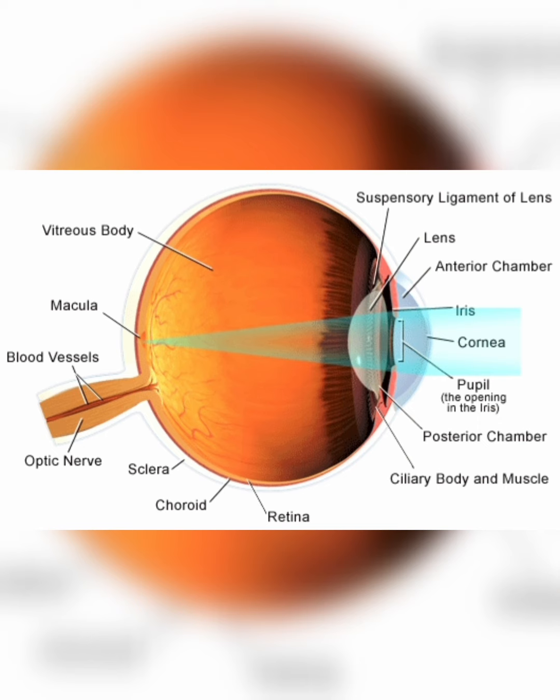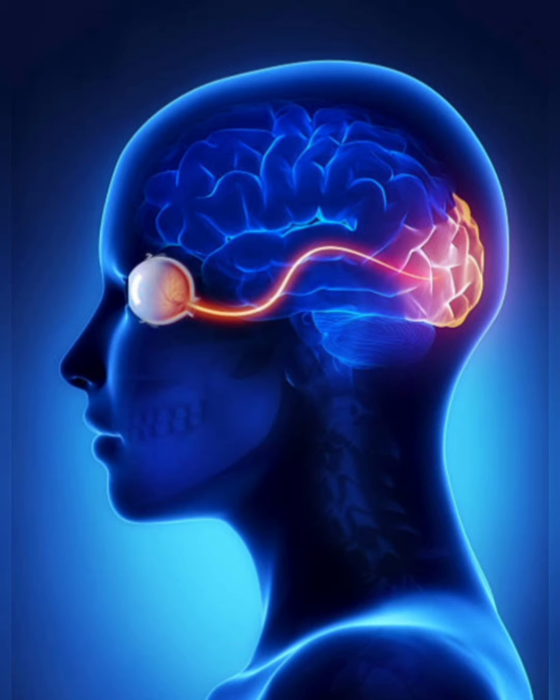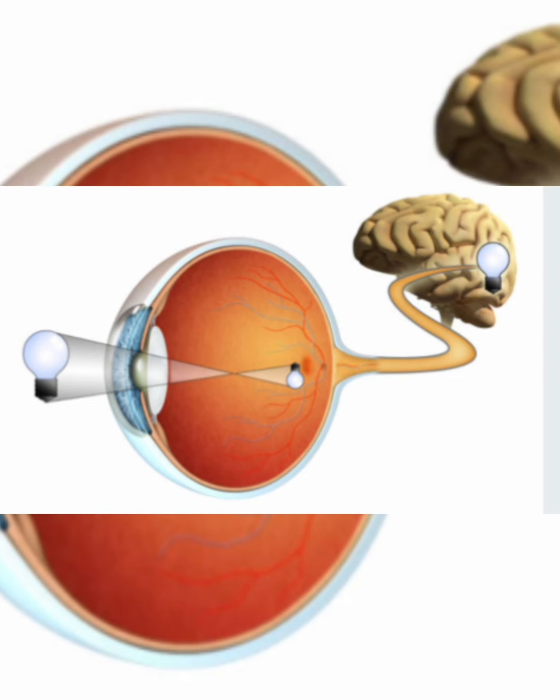So, now when light is entering the eyeball, first it has to pass through the cornea, then through the aqueous humor, then through the lens, and then through the vitreous humor, and eventually falls on the retina, where it is finally converted into an action potential and goes to the CNS, the central nervous system, through the optic nerve.